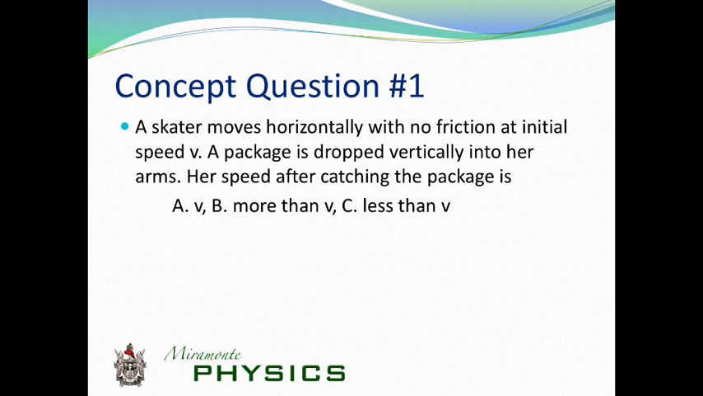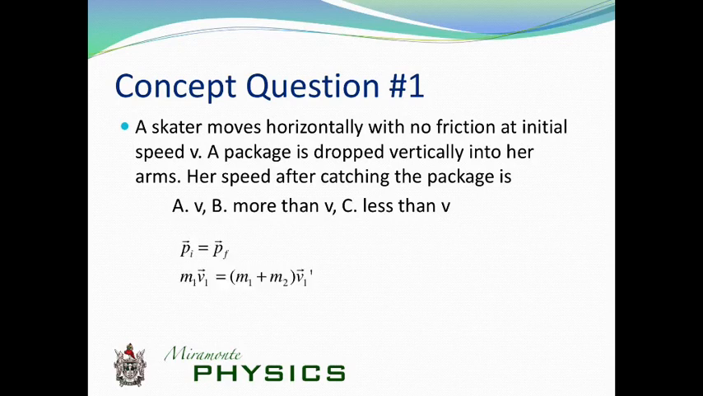All right, a skater moves horizontally with no friction at an initial speed v. Okay, a package is dropped vertically into her arms. Her speed after catching the package is what? A, v, B, more than v, C, less than v. Okay, pause the video and try to figure out what you think it is.